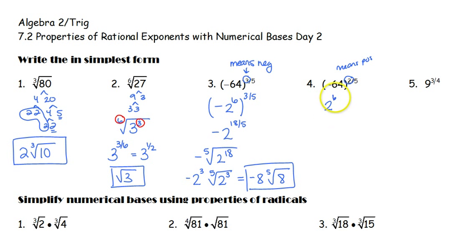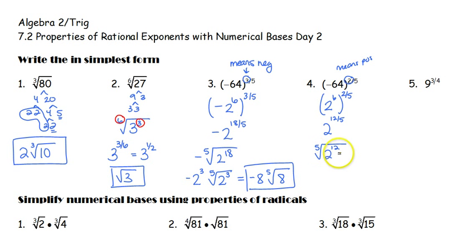So that's 2 to the 6th raised to the 2/5. We've got a power to a power, so we multiply, giving us 12/5. We change that into radical form, the 5th root of 2 to the 12th.